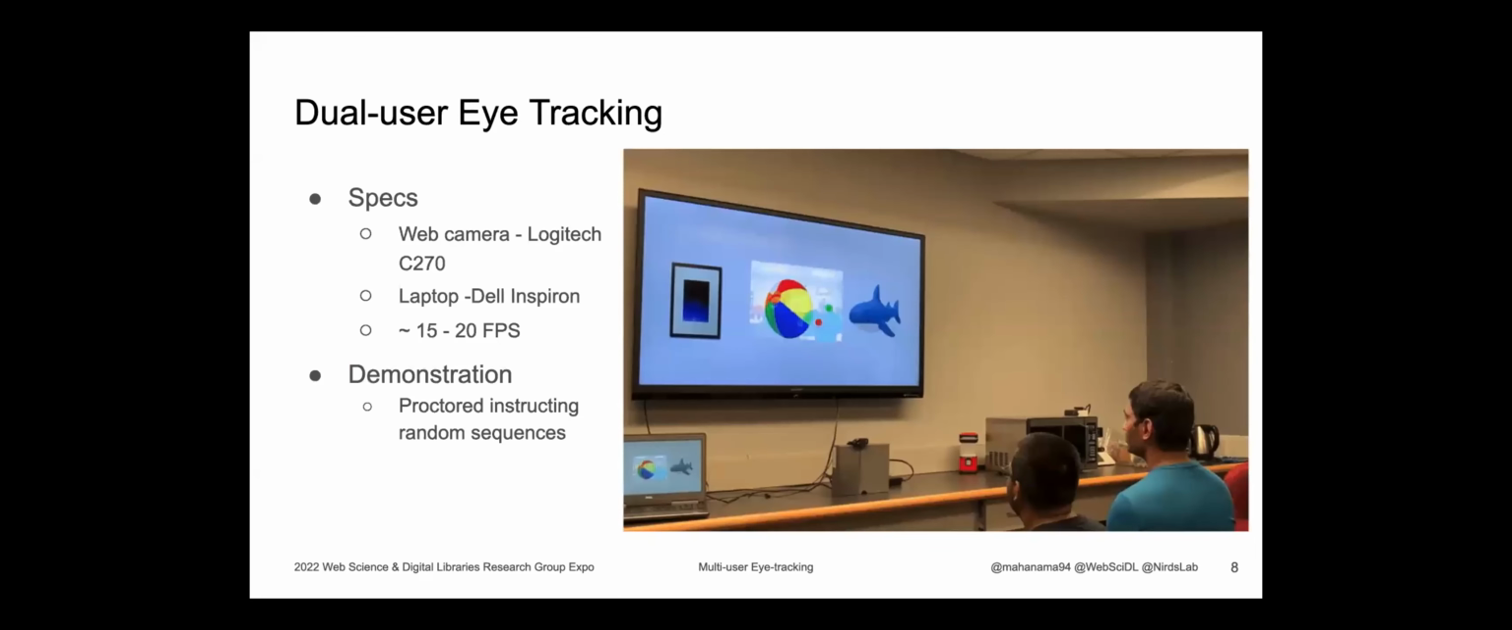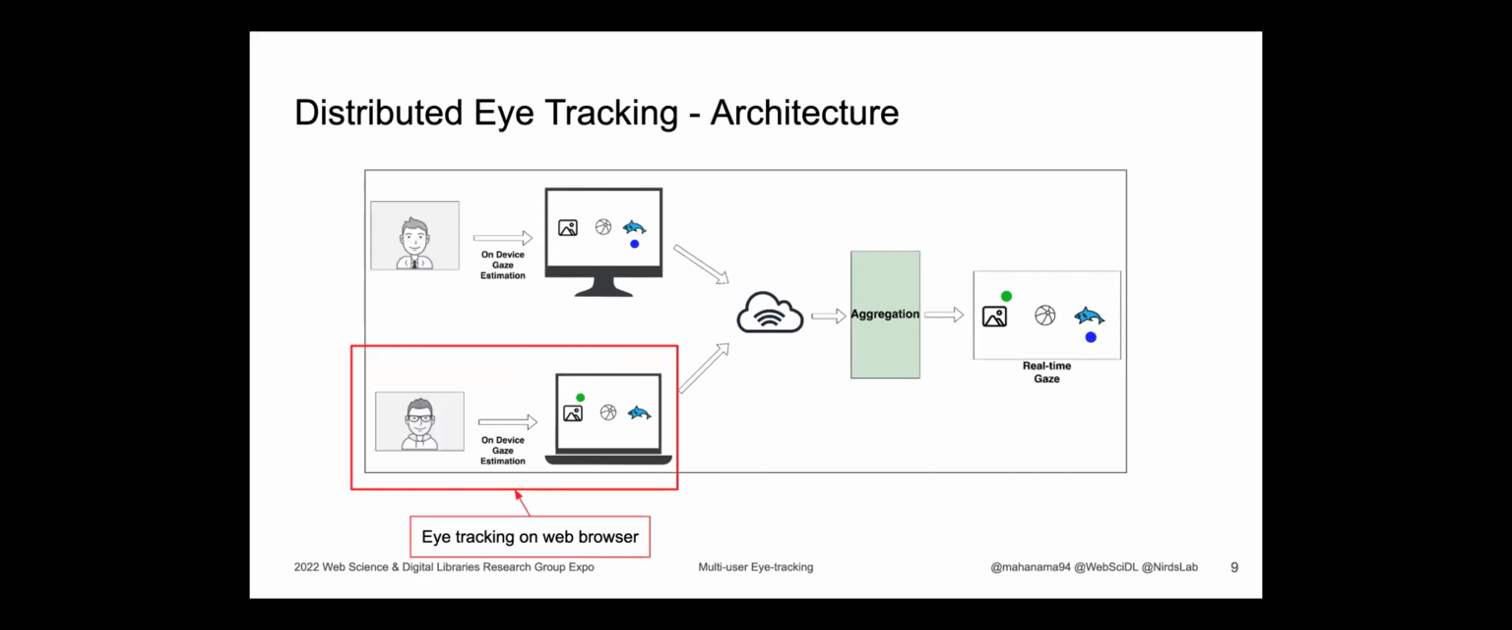So now we looked at how we can do multi-user eye tracking in a physically co-located setting. What about a virtually co-located setting? That's where distributed eye tracking systems come into play. In these experiments, the users are co-located in the same virtual environment.